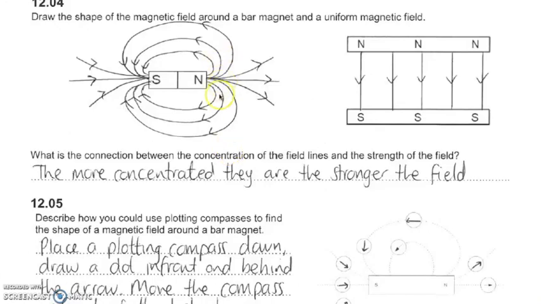So if we look at this bar magnet and we look at the magnetic field lines, they're the most concentrated around the poles, so that's where the magnetic field's the strongest. And where are they the least concentrated? Well, they are least concentrated the further they are from the bar magnet, okay? That's because magnetic field lines cancel each other out at the top and the bottom, the further out they are from the bar magnet.